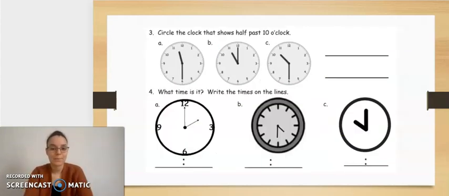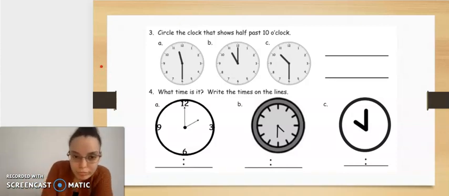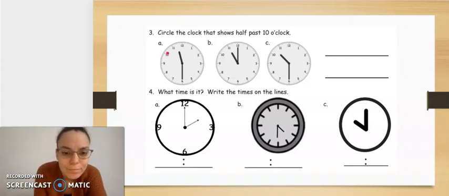Let's keep going. Circle the clock that shows 10:30. 10:30. It needs to be halfway past 10. Okay, cool. This is not 10:30. It's 11:30. This shows that's on 11. Ooh, this one is halfway past 10, and halfway around the clock on the 6. 10:30.